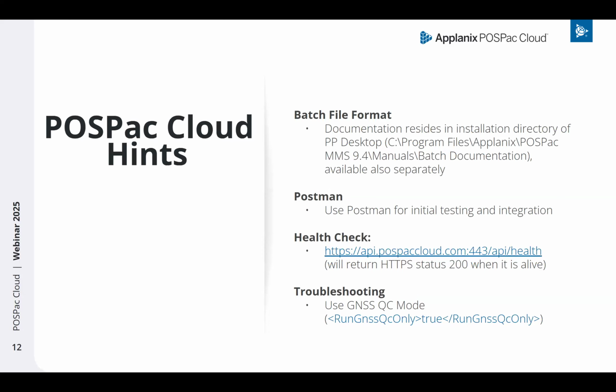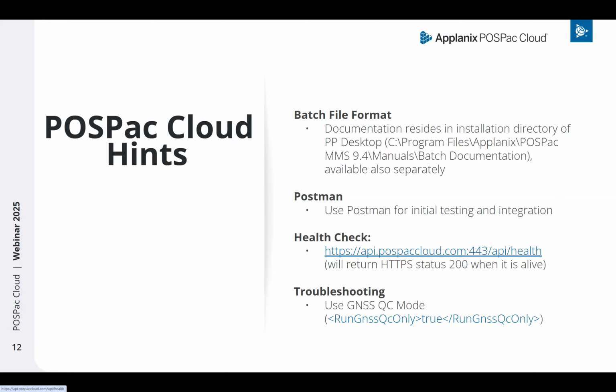Here are a few useful hints to help you get started and troubleshoot issues if they come up. First, the batch file format is fully documented. You will find the documentation in your POSPac desktop installation directory. It's also available separately. For initial API testing or development work, we recommend using Postman. It's a great way to quickly verify your API calls and understand how the system responds before integrating into a pipeline.